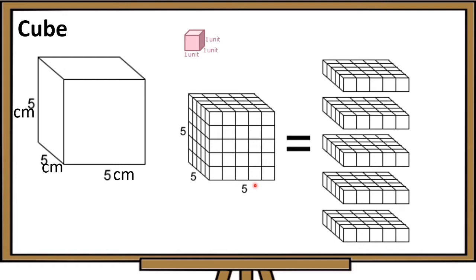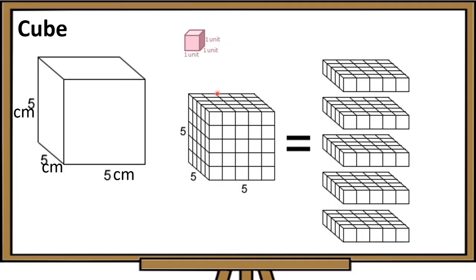Let us count if it is 25 per layer. 1, 2, 3, 4, 5, 6, 7, 8, 9, 10, 11, 12, 13, 14, 15, 16, 17, 18, 19, 20, 21, 22, 23, 24, 25. So, bawat layer ay 25. Ilang layers ba ang ating cube? We have 1, 2, 3, 4, 5. Pag pinaghiwa-hiwalay, ito siya. 5 tig 25 cubes.